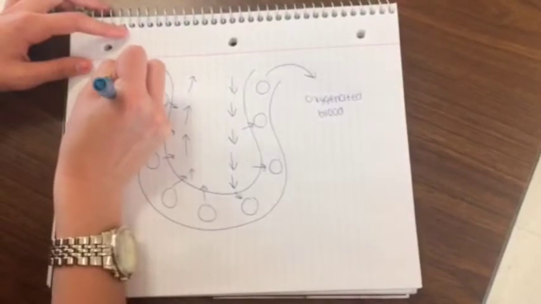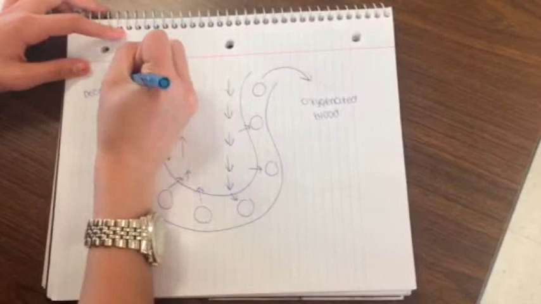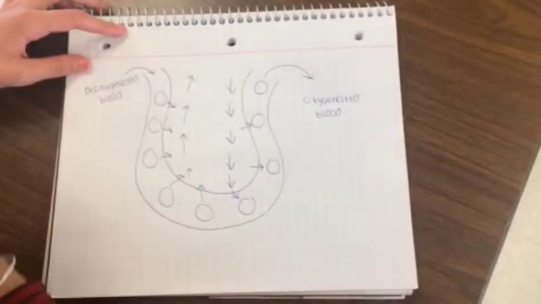And here is the final drawing where you can see the exchange between deoxygenated blood and oxygen from the lungs in the alveoli to the capillaries.